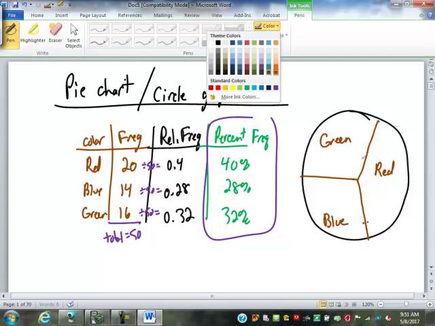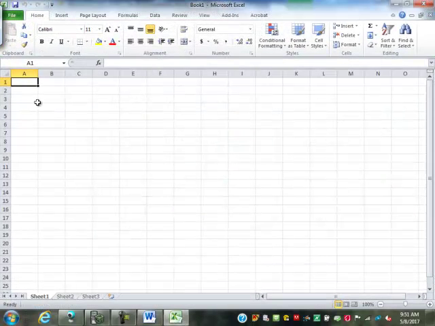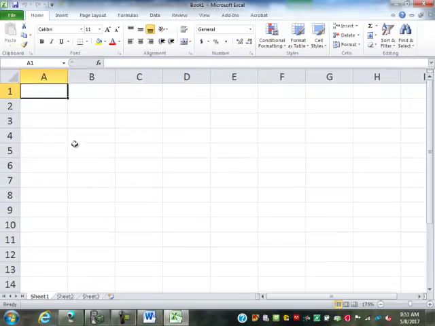Now, just to show you how simple it is in Excel if you wanted to make these, we're not going to require you to do them in Excel, but just to give you a little look at it.